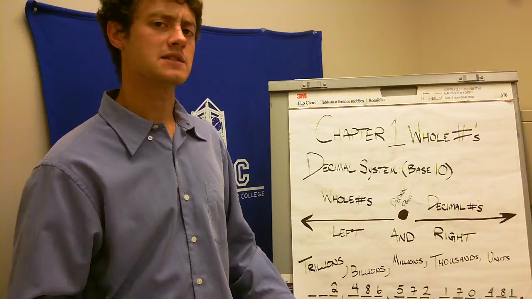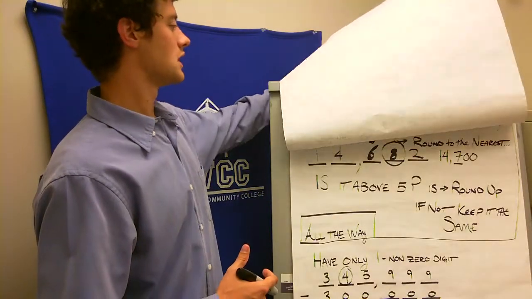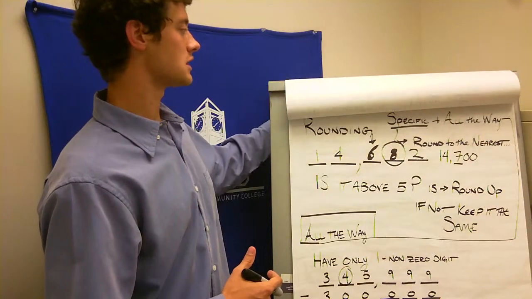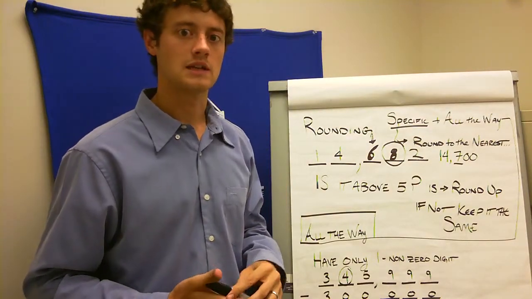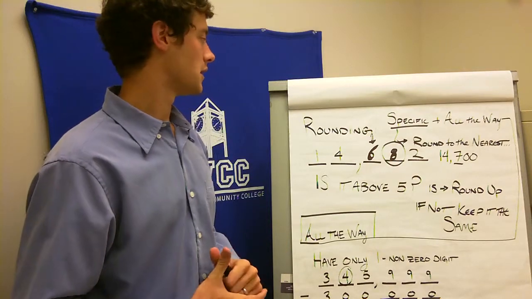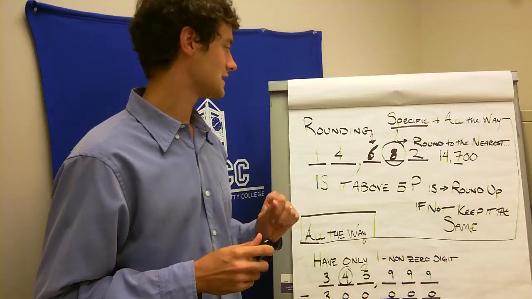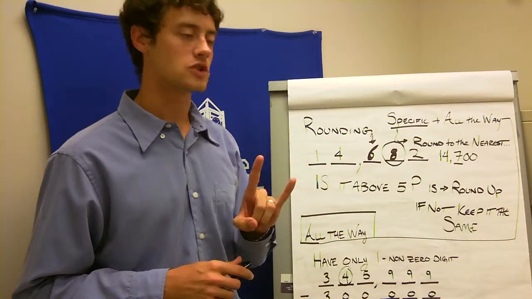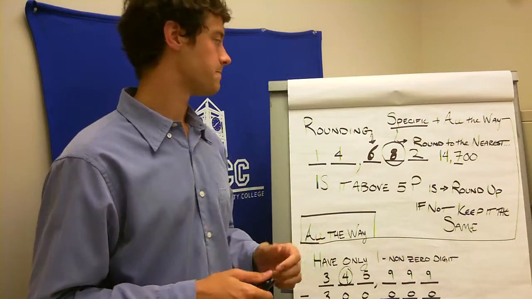But Chapter 1 is fairly basic. It covers a lot of the review concepts that hopefully you've learned in previous classes in high school or whatnot. But a couple things that they did emphasize was rounding, and they did two versions. They had a specific rounding, and they talked about rounding all the way.